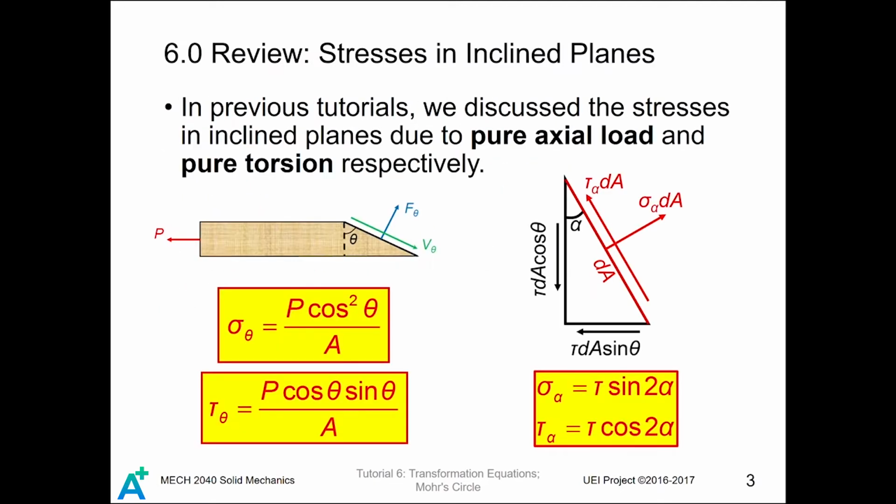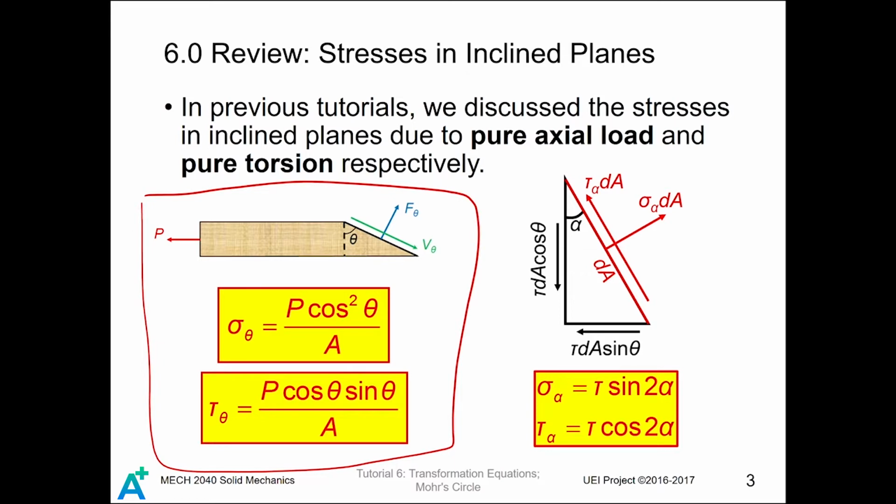Let's do some simple review of stresses in inclined planes. In previous tutorials, we discussed the stresses in inclined planes due to pure axial load and pure torsion. In this case, it is a pure axial load. Under the pure axial load, the direct stress on an inclined plane is given by P cosine squared theta divided by A, while the shear stress on the inclined plane is given by P cosine theta sine theta divided by A. Besides, we also talked about the case of pure torsion.